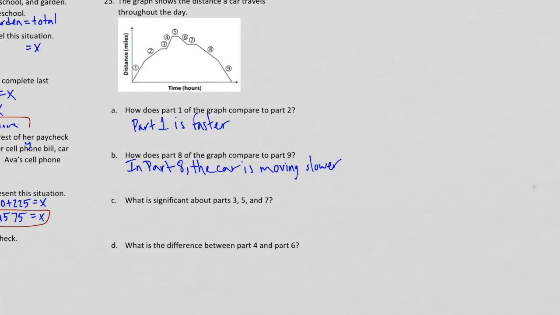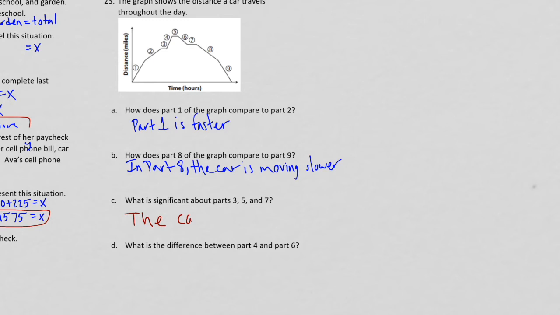Next question, what is significant about parts 3, 5, and 7? So if you look for parts 3 right here, 5, and 7, they look like flat lines, right? What does that mean in terms of the car? It means that the time is still moving, right? They're flat. That means the time is still moving, but the distance has not changed, which means that the car is stopped.